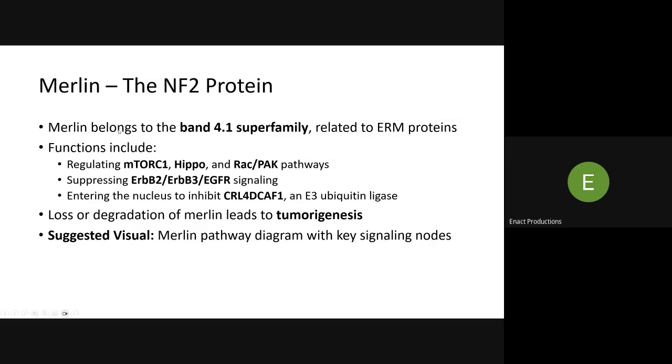So the Merlin protein, it's part of a set of other related proteins, the ERM proteins. I don't think that's too relevant. It works to regulate important pathways, the mTORC1, the Hippo pathway, and the RAC-PAK pathway. Now, when I go into these pathways, and especially as you continue your cancer and biomedical careers, I don't think anyone expects you to remember every single pathway in the body. There's just too many, right? But there are some very commonly occurring ones in cancer. And in fact, these three are, like, if you were to talk to a professor or something, they would probably recognize these.